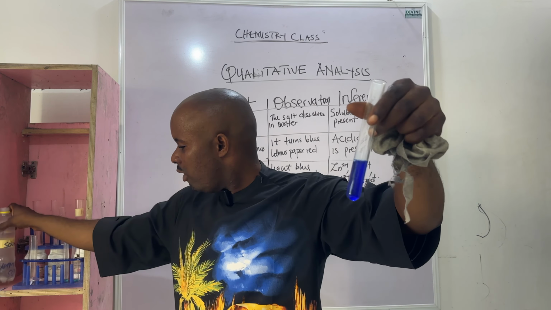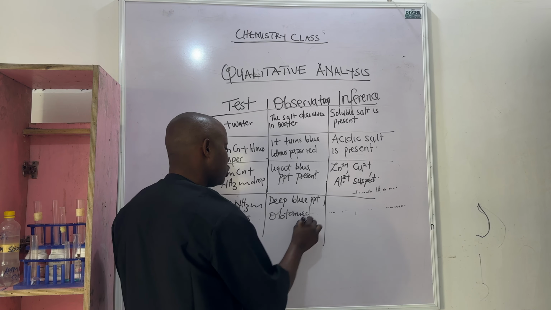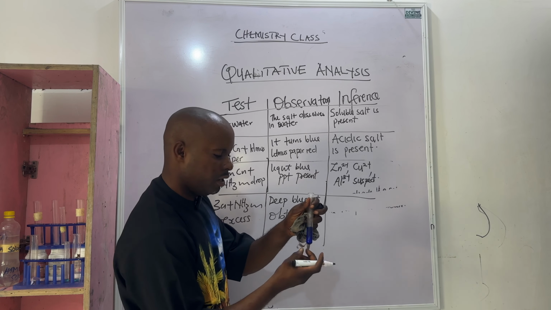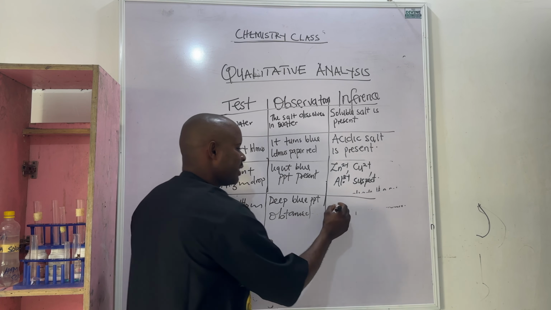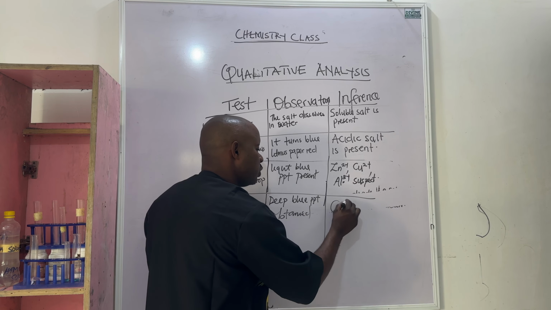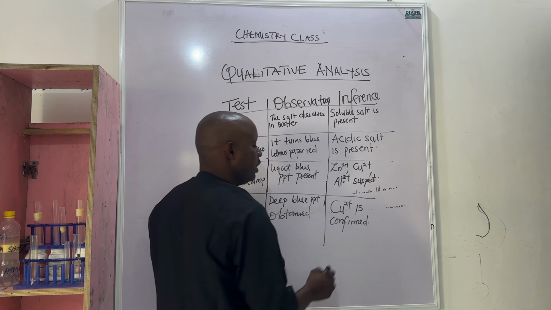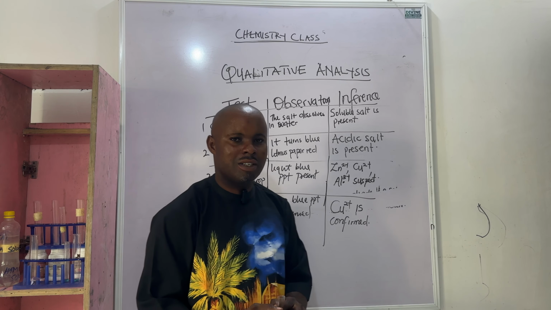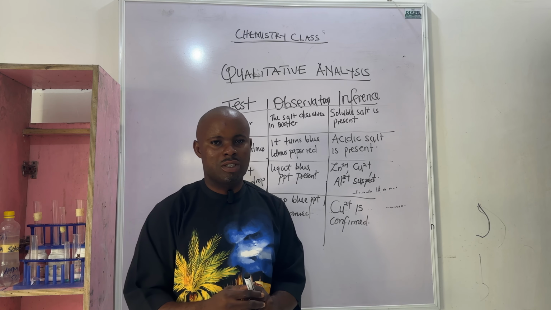So we said deep blue PPT obtained. The only thing that can give this color, deep blue PPT, when ammonia is added in excess is copper 2+. It is confirmed. This is the only confirmation test for copper. So these are the steps through which you can identify each of these ions in a salt.